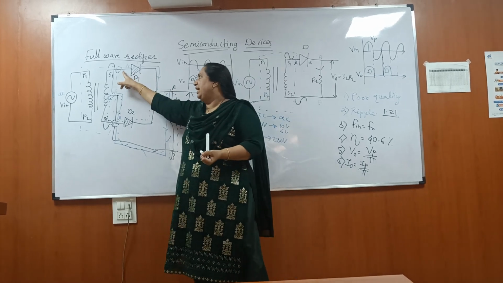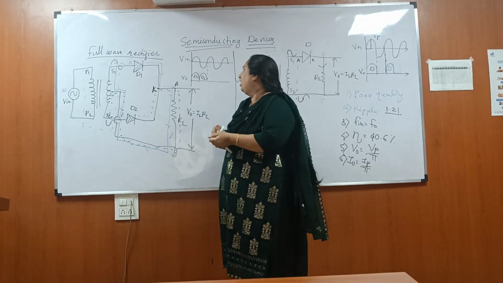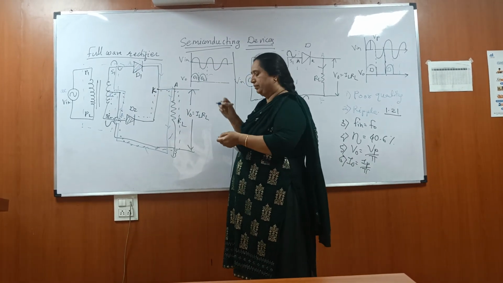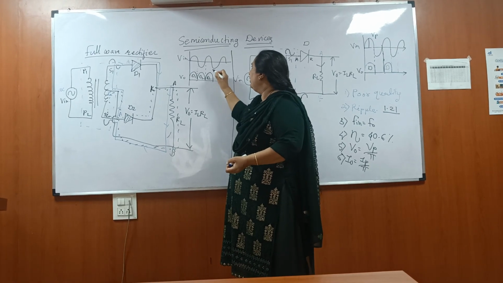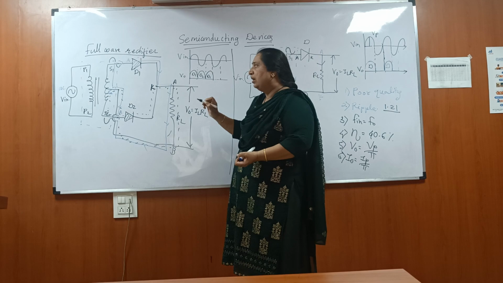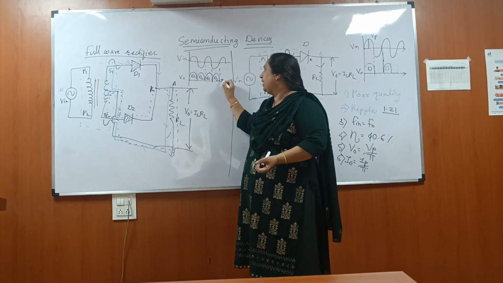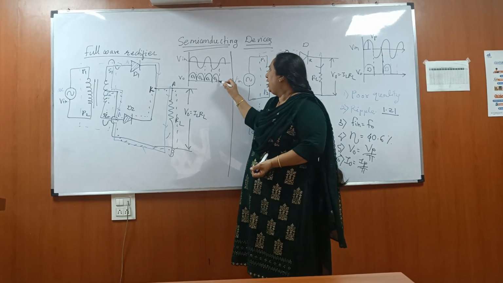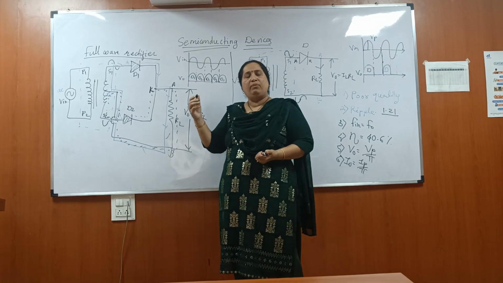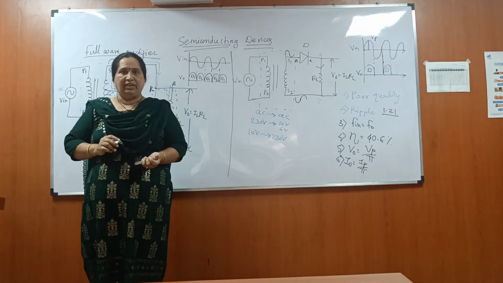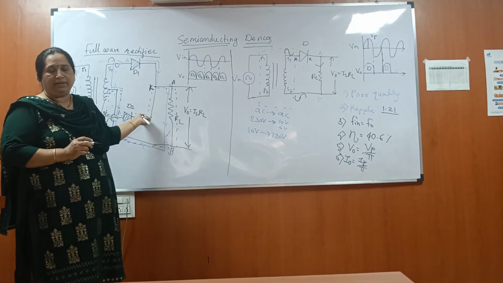Again, the positive half cycle comes here. Again, diode D1 conducts and we get output due to diode D1. During the next half cycle, diode D2 conducts and we get output. Again, diode D1 conducts and we get output. In this way, the full wave is converted into DC. So it is known as a full-wave rectifier.